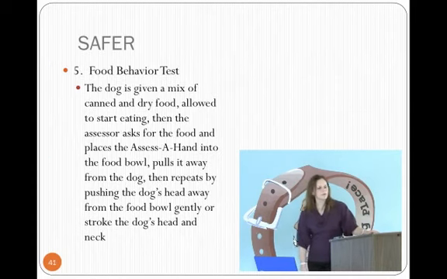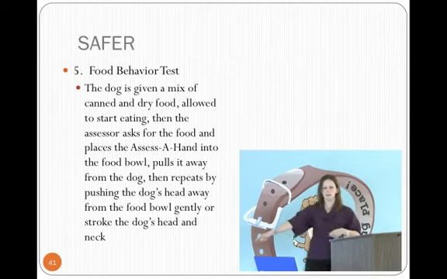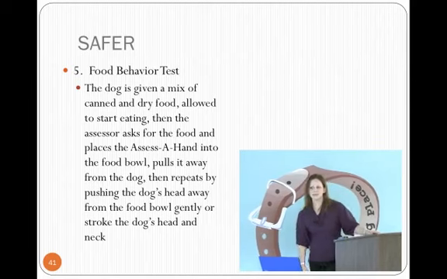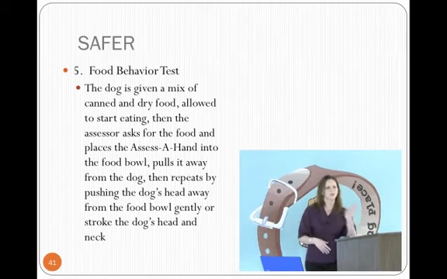Then we look at food behavior, and we give the dog a really great mix of canned and dry food. We allow it to start eating. Dog's obviously on leash. And then they take an assess-a-hand, which is essentially a plastic hand on a stick, so it gives you a little extra reach so you're not sticking your own hand in the food bowl. And say, I'm going to take it away, and you pull the food away and you see what the response is. And you may pet over the back or push its head out.